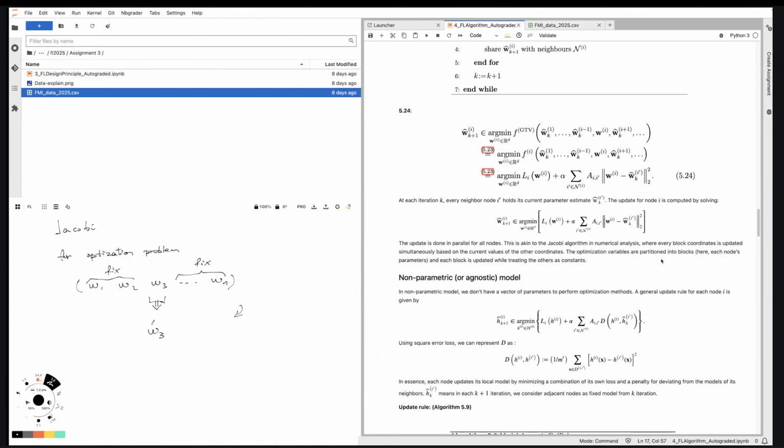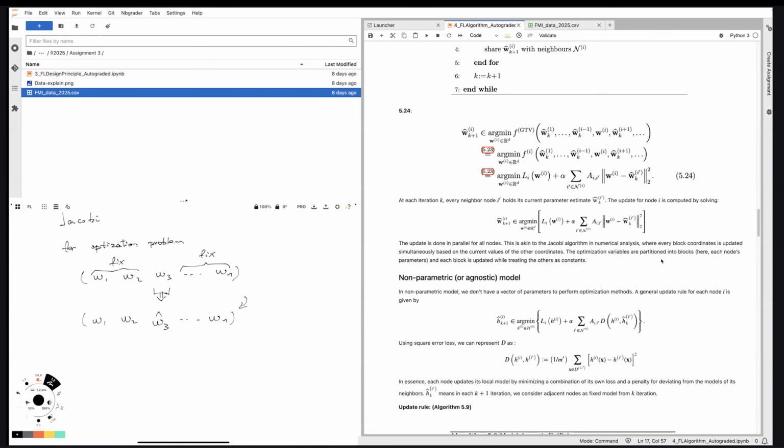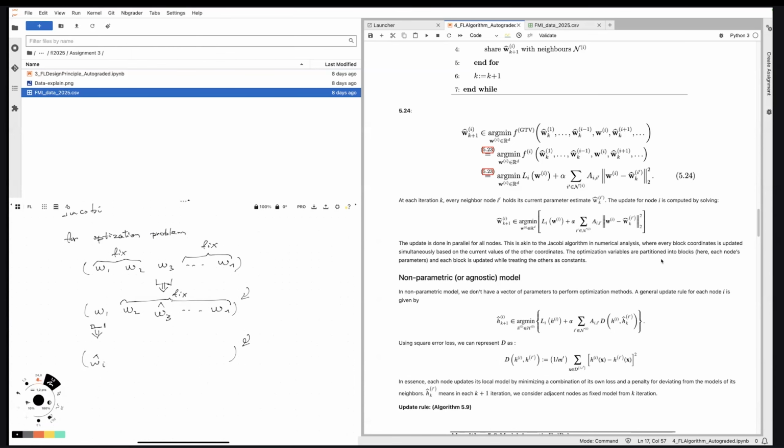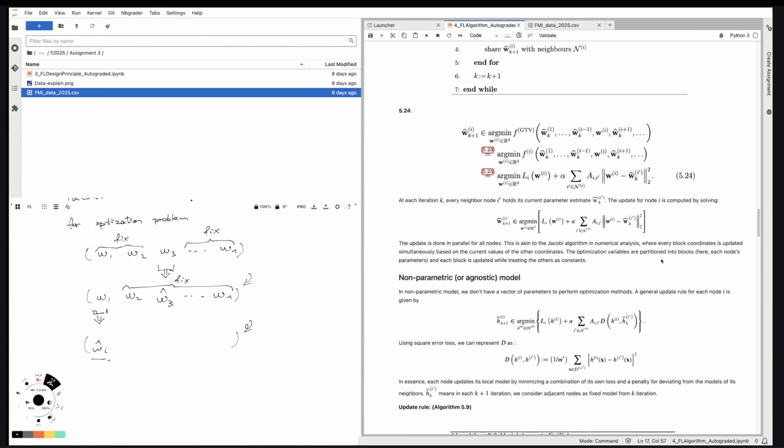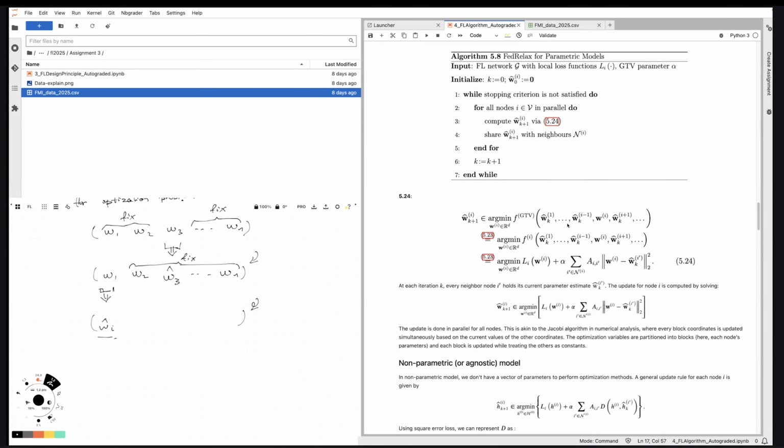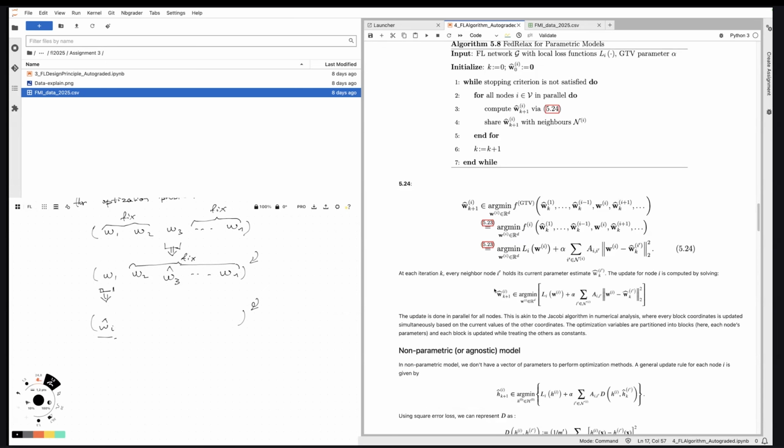And after some iterations, for example, this W3 gets its optimal solution. Then we can update other parameters. For example, W1 here. When we update W1, we also assume that the other parameters are fixed. Then we update W1 until it gets its optimal value. And that's how we use this federated approach to update our parameters in each node.